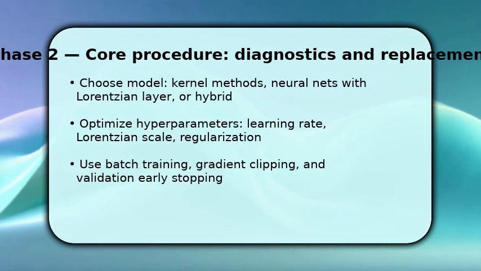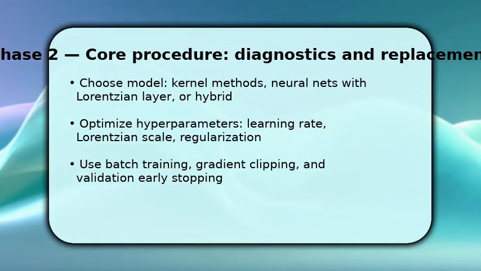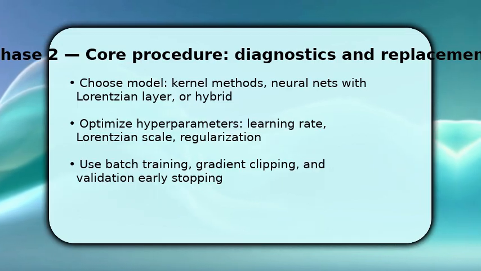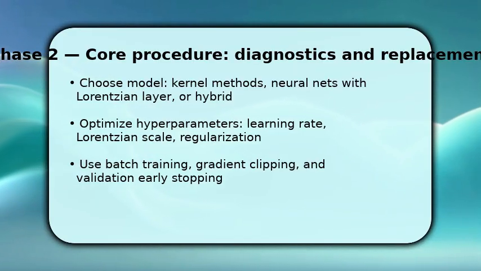You now design the classifier. Use a kernel SVM with Lorentzian kernel, or add a Lorentzian similarity layer inside a neural network for end-to-end learning. During training, tune the Lorentzian scale parameter since it controls tail behavior and classification margins. This directly affects precision versus recall.